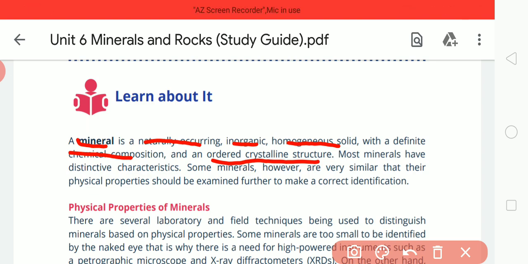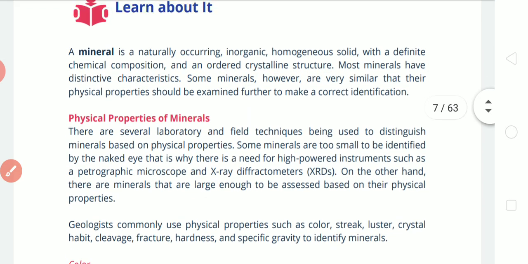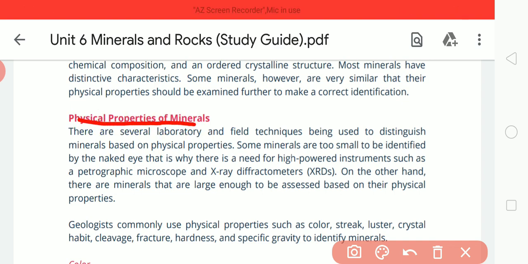So, most minerals have distinctive characteristics. Some minerals, however, are very similar, so their physical properties should be examined further to make a correct identification. Okay. So, let us go to the physical properties of minerals. There are several laboratory and field techniques being used to distinguish minerals based on physical properties. Some minerals are too small to be identified by the naked eye. That is why there is a need for a high-powered instrument such as a petrographic microscope or the X-ray diffractometers, or XRDs.